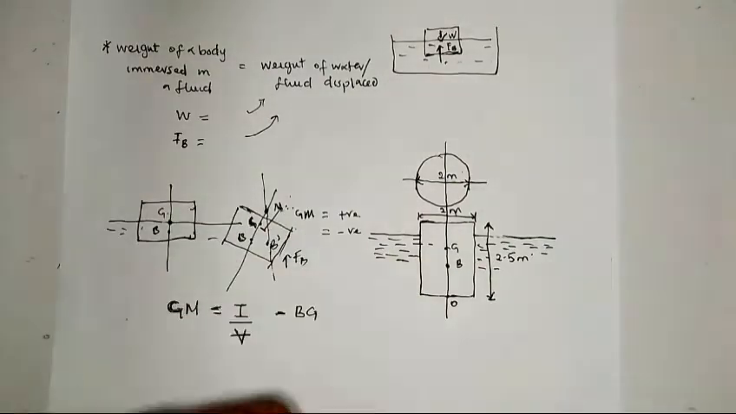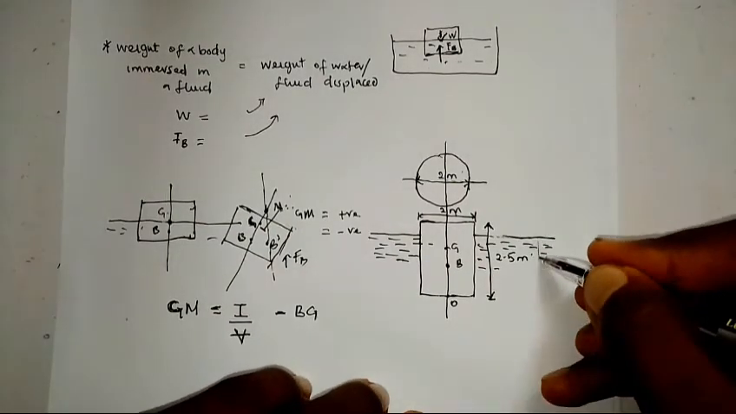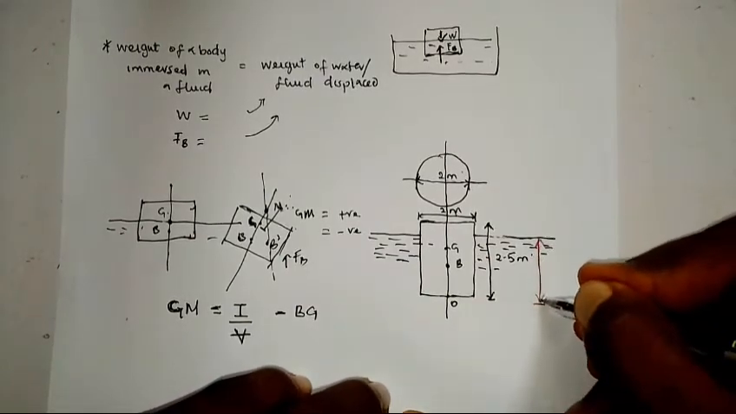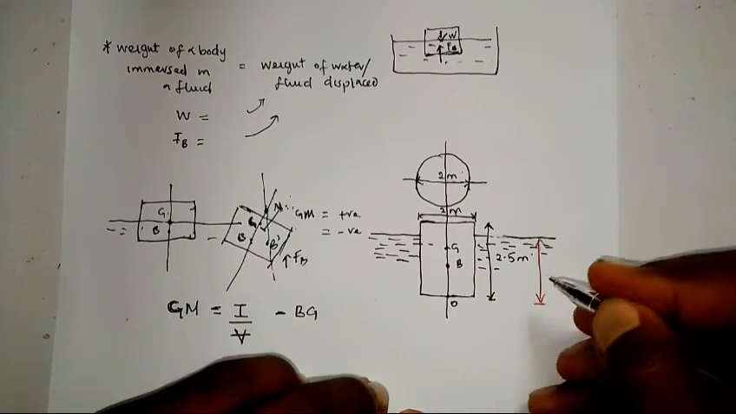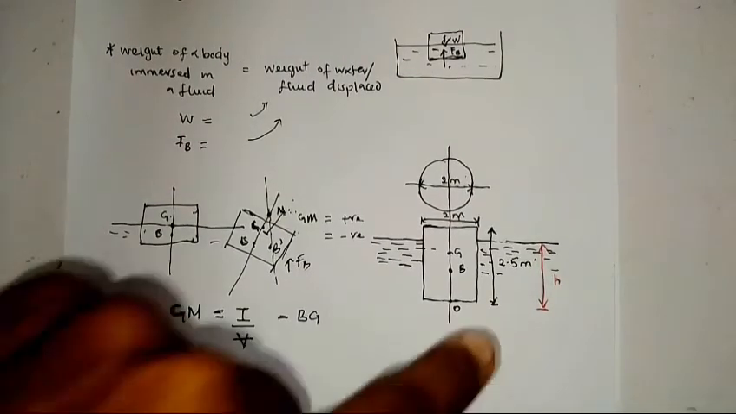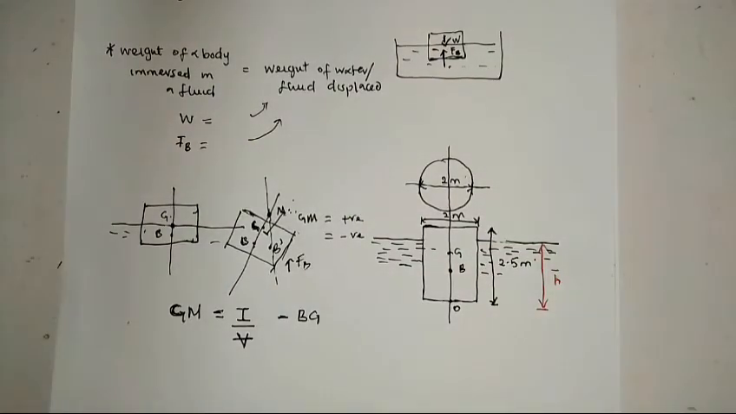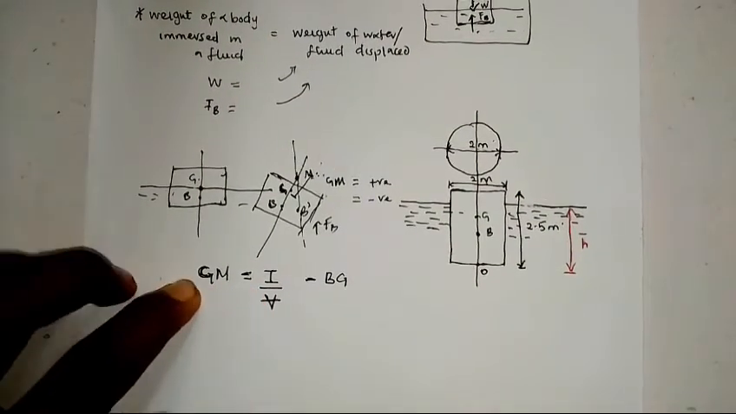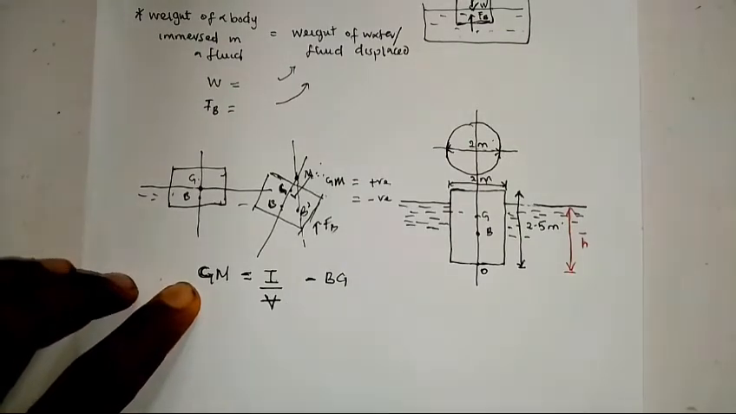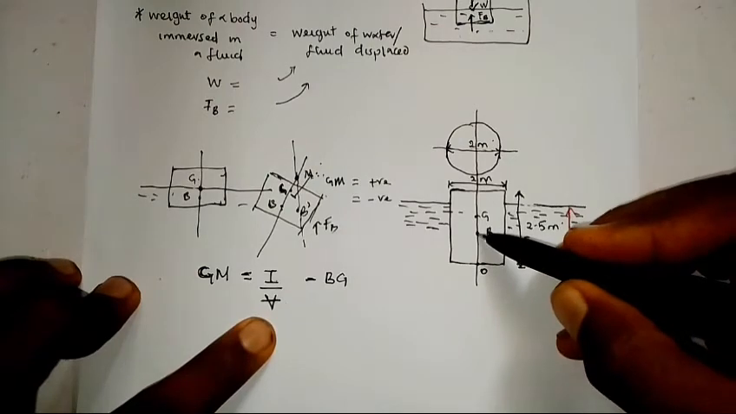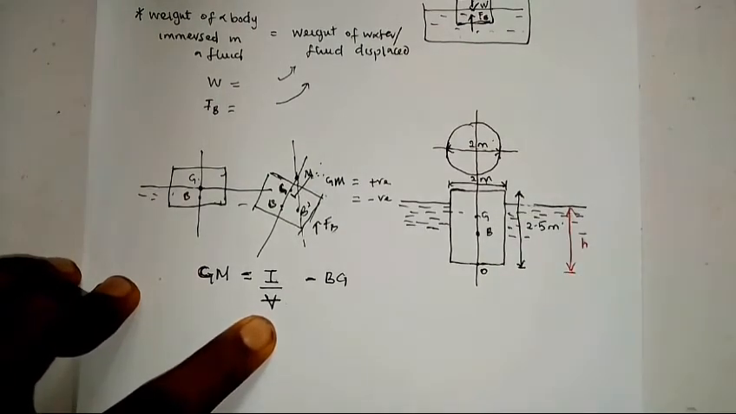When a substance is immersed in a fluid, it will be immersed at a certain depth. This is called the height of immersion, meaning the depth to which it was immersed in the liquid. Let's call it H bar. Now just follow me step by step and you will really understand how I'm going to calculate the metacentric height. I need the moment of inertia, I need the volume of water displaced, and I need BG. BG is the distance between the center of buoyancy and the center of gravity.